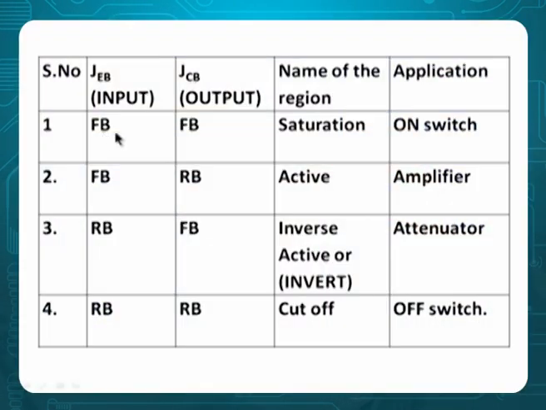How to bias? There are 4 ways to bias: forward, forward, input and output; forward, reverse; reverse, forward; reverse, reverse. This is called saturation region, active region, inverse active, or cutoff. This is on switch, amplifier, attenuator and off switch, because maximum current is flowing in the on switch, no current is flowing in the off switch. Active region, amplifier. Opposite to active is called attenuator, because opposite to gain is attenuation.